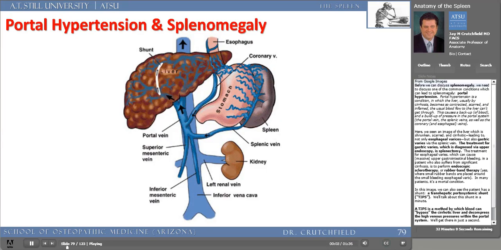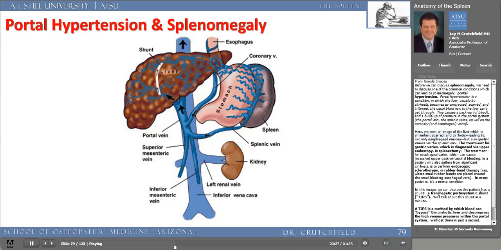Before we can talk about splenomegaly, we need to discuss one of the common conditions which can lead to splenomegaly, and that is portal hypertension. Portal hypertension is a condition in which the liver, usually by cirrhosis, becomes so contracted, scarred, and inflamed that the usual blood flow to the liver can't get through. This causes a backup and a buildup of the pressure in the portal system, the portal vein and the splenic veins, as well as the coronary veins.